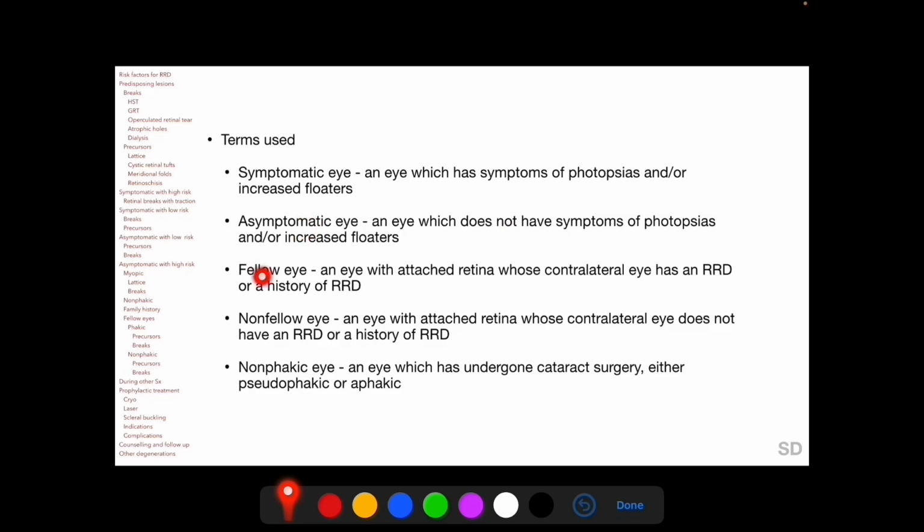A fellow eye is an eye with an attached retina whose contralateral eye has an RRD or a history of RRD, and a non-phakic eye is an eye which has undergone cataract surgery and is either pseudophakic or aphakic. To summarize our discussion of these individual clinical scenarios, a symptomatic eye having a retinal break with vitreoretinal traction is a definitive indication of prompt prophylactic treatment because of high risk of subsequent RRD, and treatment of precursor lesions in non-phakic, that is pseudophakic or aphakic fellow eyes, is recommended.